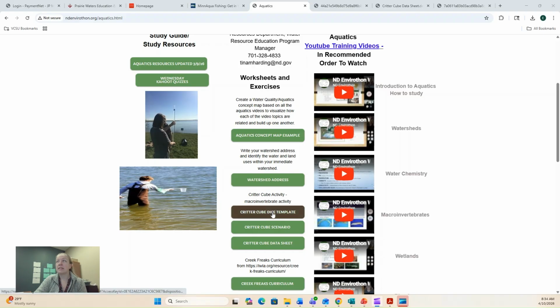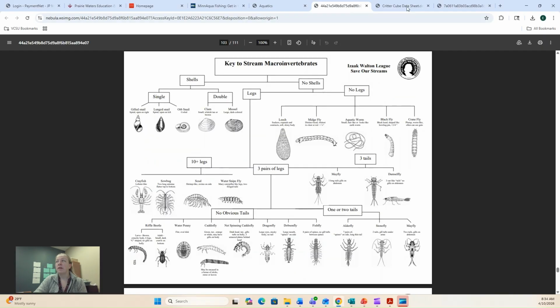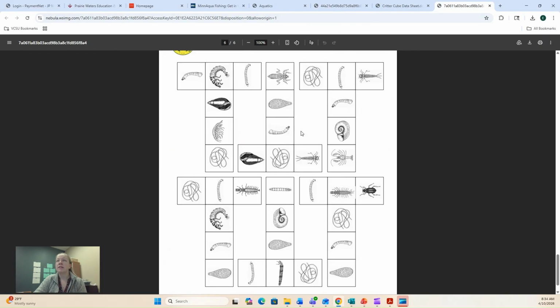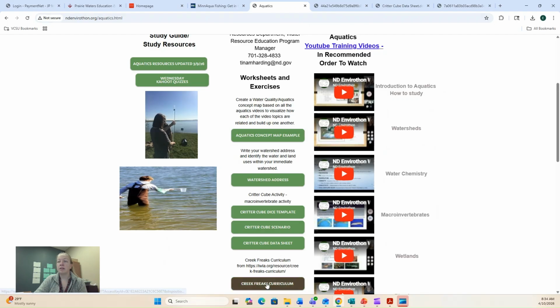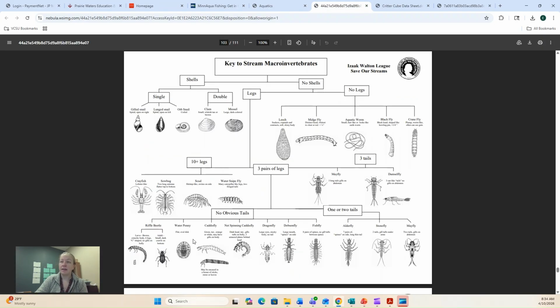This has different dice that students roll to determine water quality. To identify those, I would go to this Creek Freaks curriculum, and in that there is a key to use to identify those invertebrates.